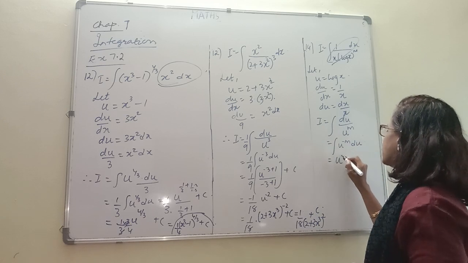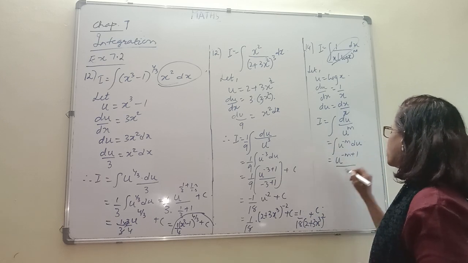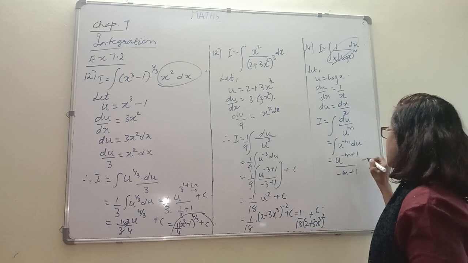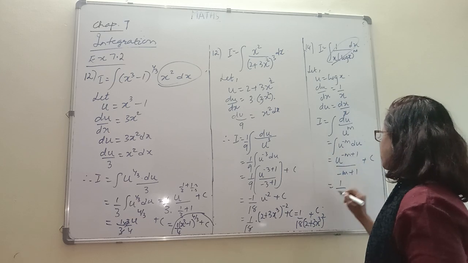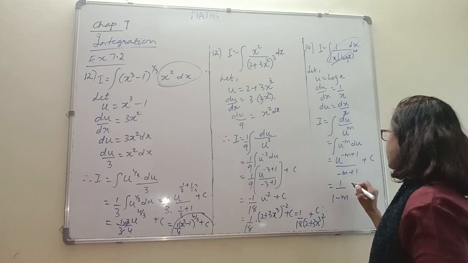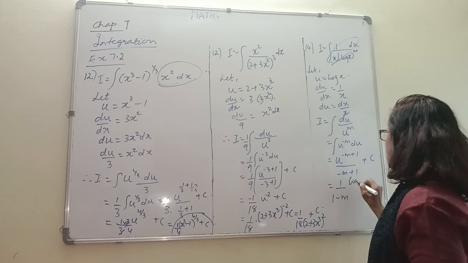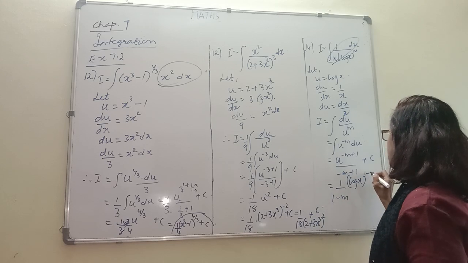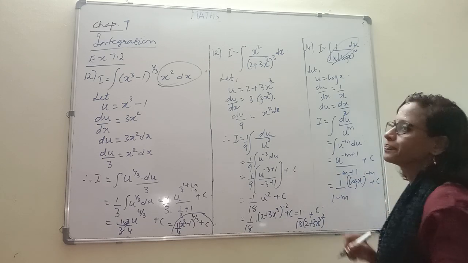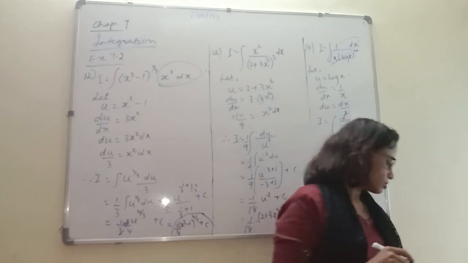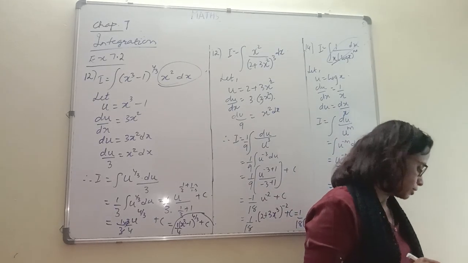So when we integrate, minus m plus 1 over minus m plus 1 plus c, or rather it is 1 over 1 minus m, and u for us is log x. So log x raised to 1 minus m plus c. That's about it. That's how we get the values over there.